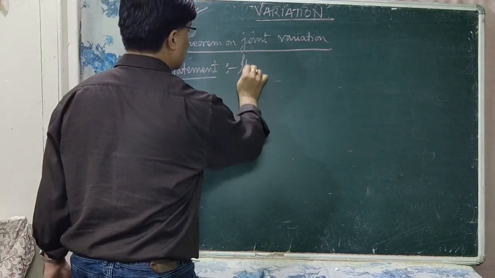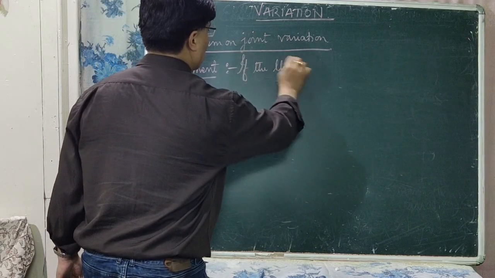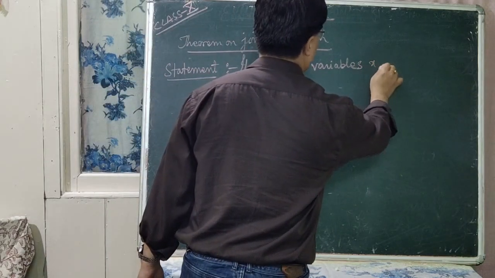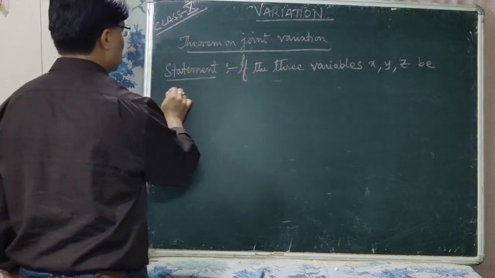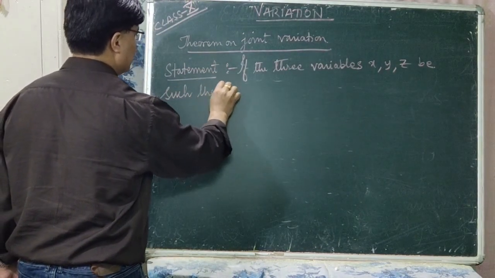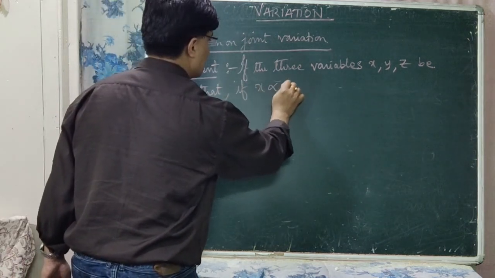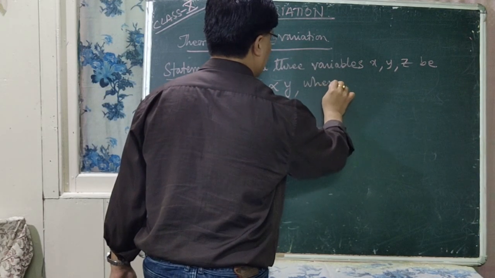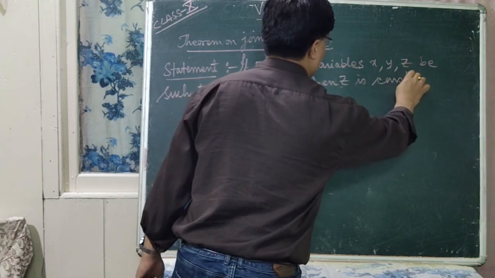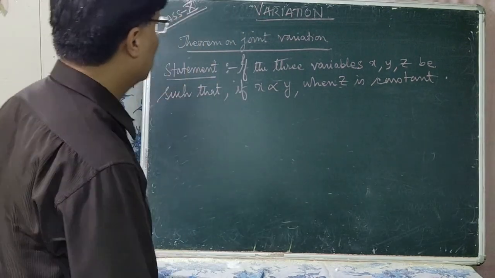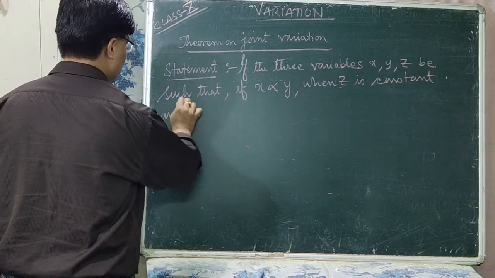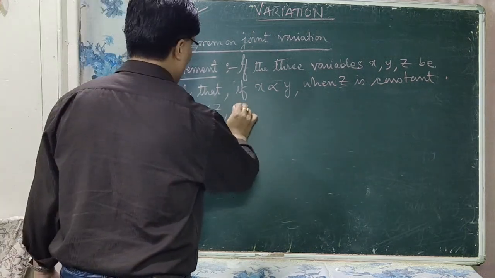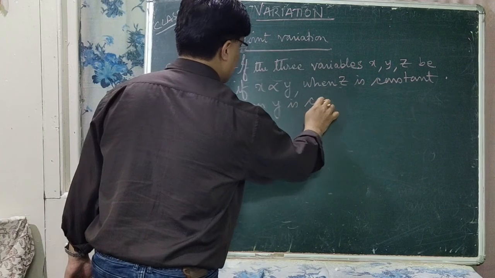If the three variables x, y, z be such that x is proportional to y when z is constant, and x is proportional to z when y is constant.